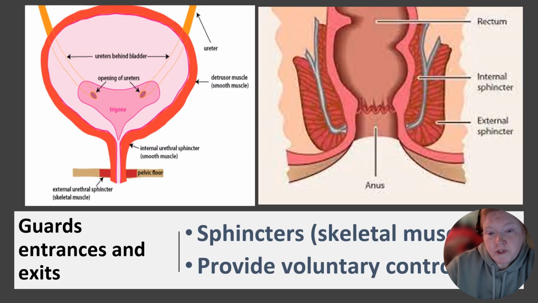Our muscles also guard the entrances and exits to our body. Now, we can obviously close or open our mouth, but we have sphincters, which are under voluntary control and made of skeletal muscle, that control openings of the urethra and the anus as well. So although there are smooth muscles involved, there are skeletal muscles as well.